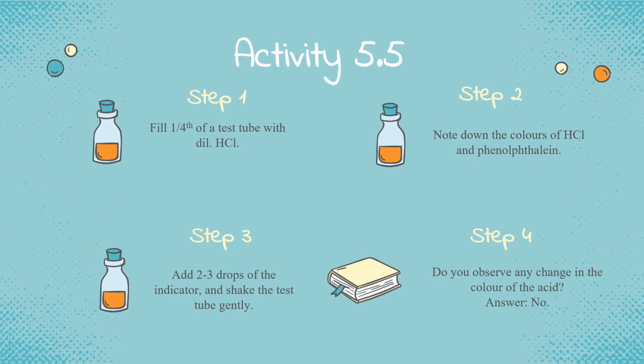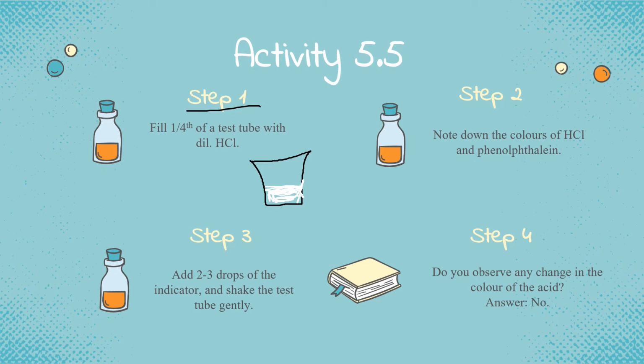So let's get started. Step 1: Fill 1/4 of a test tube with diluted hydrochloric acid. Okay, so let's make a test tube. It looks like a test tube, so it's fine. And fill 1/4 of it with hydrochloric acid. Now, hydrochloric acid is actually colorless, right? So I'm going to use white to denote hydrochloric acid, but it's actually colorless. So this is hydrochloric acid.